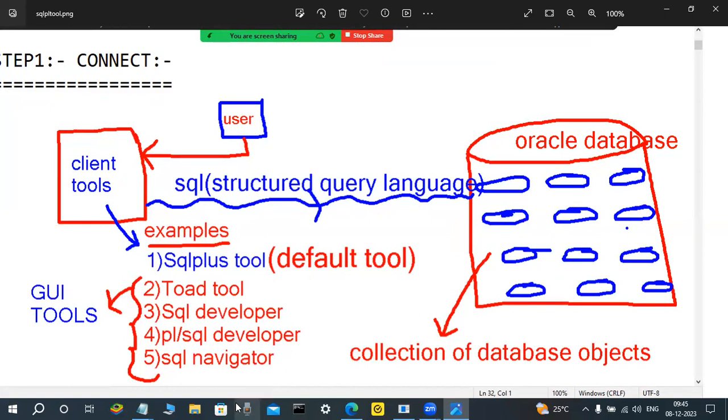If you already have an idea about client-server architecture, it is the same as IDEs in some languages. Practically, it is easily understandable. On the company side, they explicitly install Toad and all this. But the default one, the SQL Plus tool, is already there. Through that tool, we are learning all this.